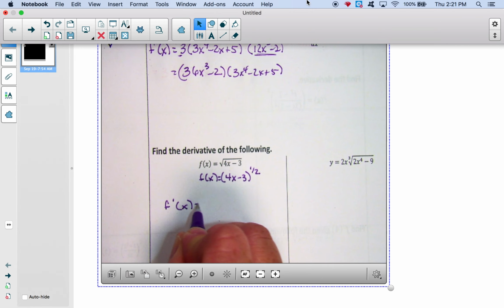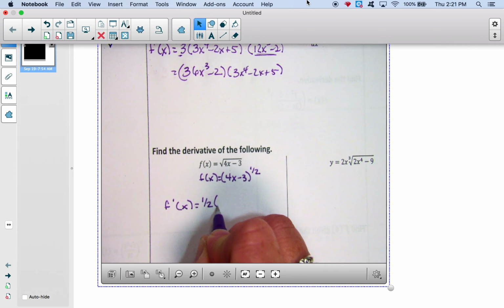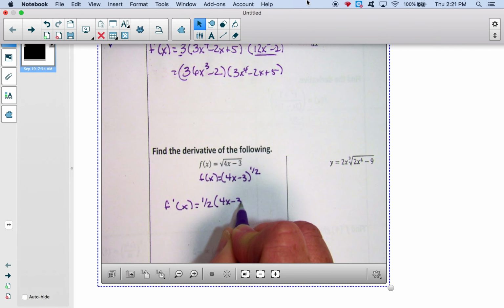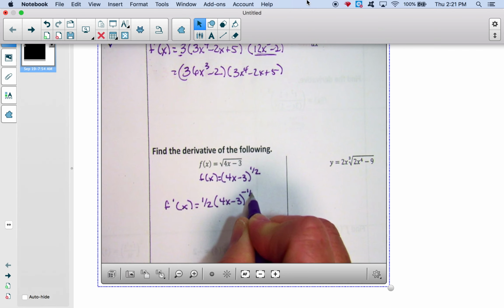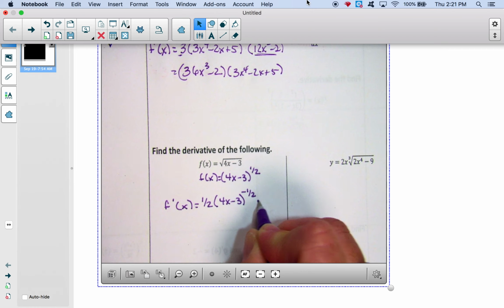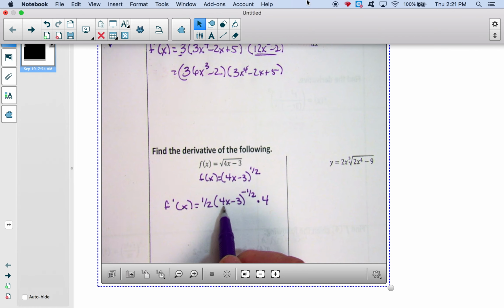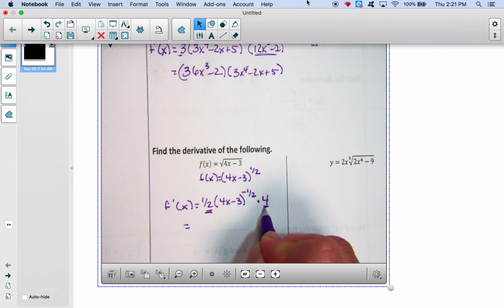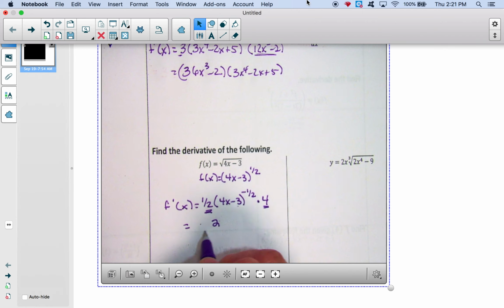So first derivative, power in front, reduce it by 1, times the derivative of what's inside. Well, the derivative of 4x is 4, derivative of 3 is 0. Now 1/2 times 4 is 2. I can bring this back down to the bottom and put the square root symbol around it.